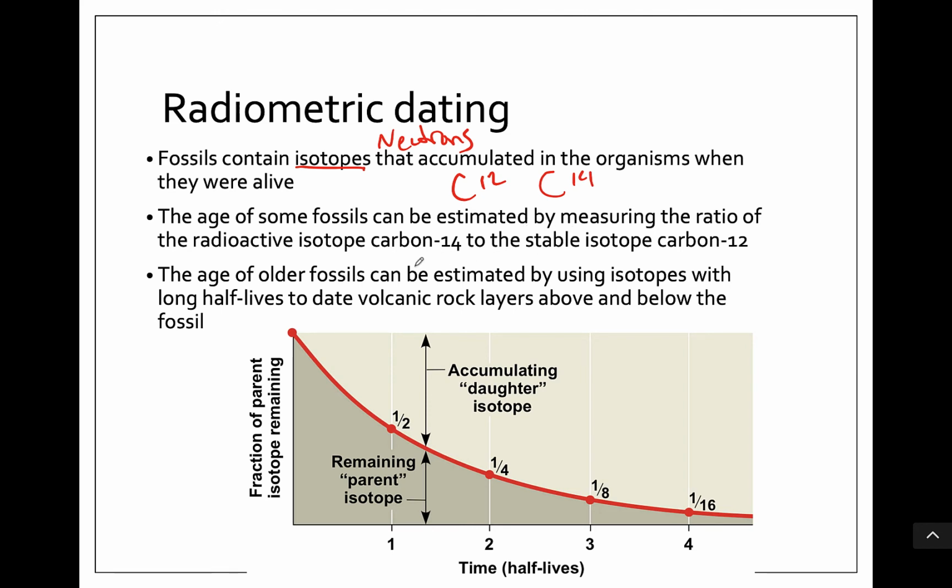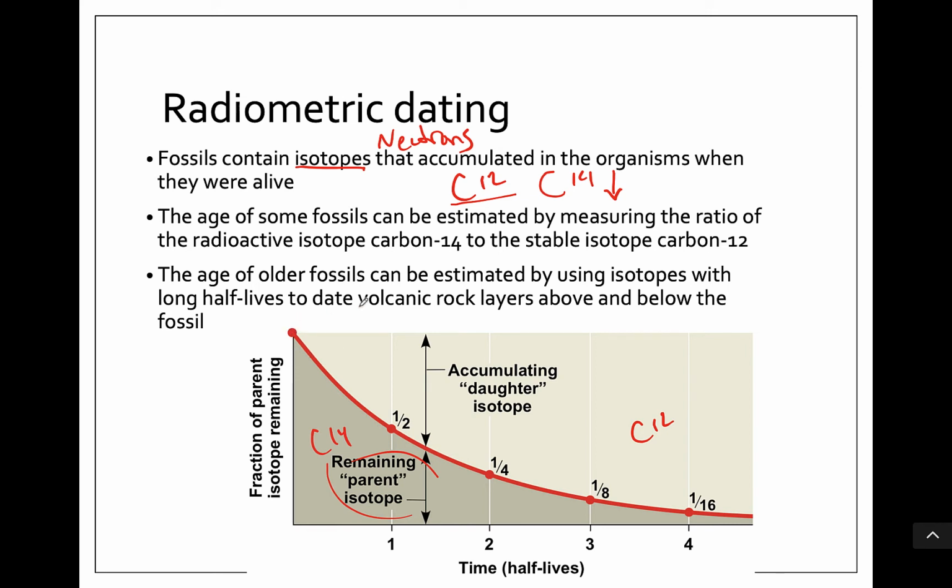So organisms throughout their life eat food and get new sources of carbon. But when an organism dies, it stops acquiring carbon. So carbon-12 is the stable normal carbon. That amount doesn't actually change. What changes over time is the radioactive isotope carbon-14. So the amount of carbon-14 in an organism will continue to decrease after the death of the organism. So we know how fast carbon-14 decreases. So we can look at the remnant amount of the parent isotope, the carbon-14, as it decreases and accumulates into carbon-12.